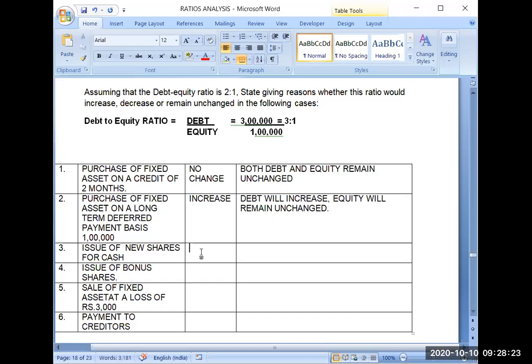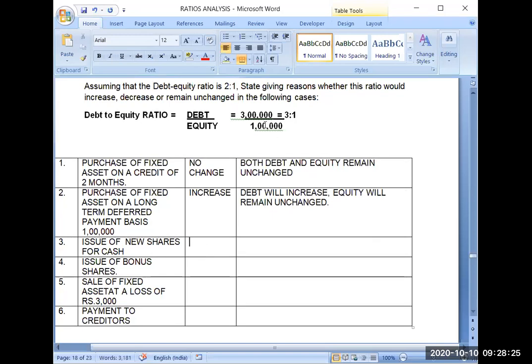Now next is issue of new shares for cash. Now again I will restore the value as per the question. Issue of new shares for cash. Now you have issued new shares. So what will happen if you are issuing new shares? If you are issuing shares, then your equity share capital will increase and your cash will increase.